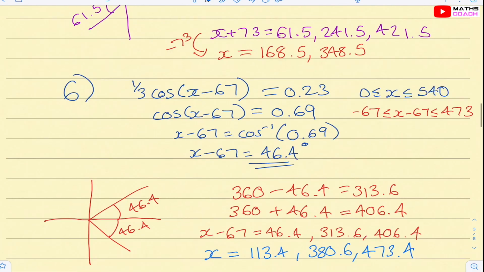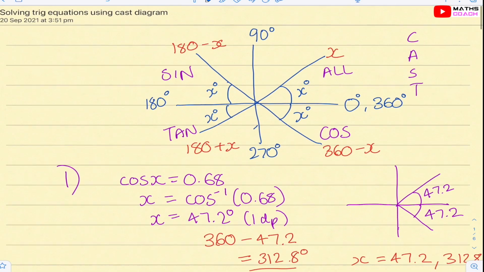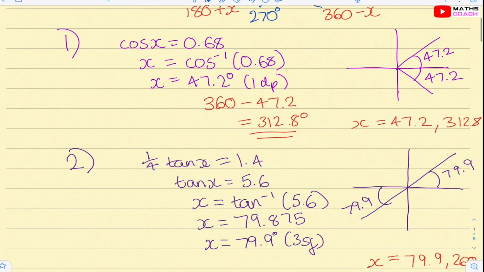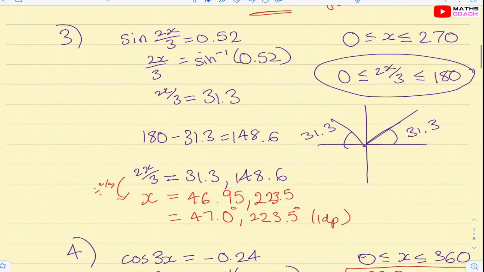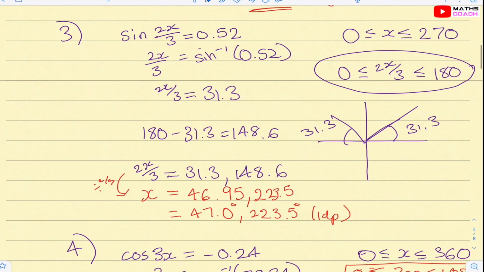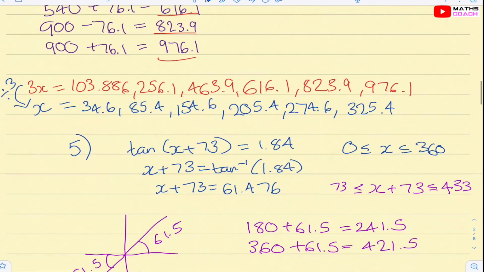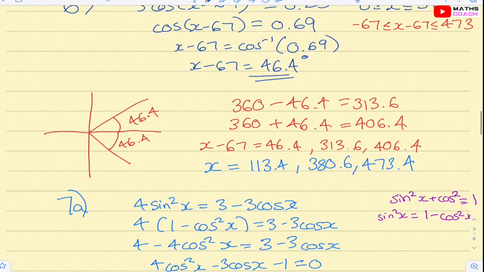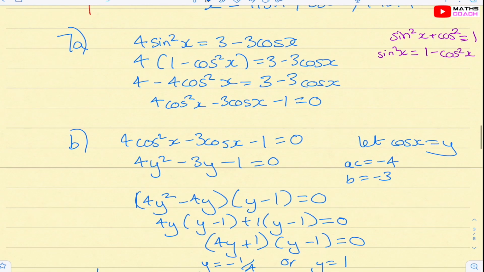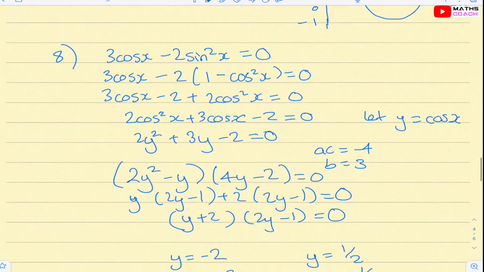So let's just have a brief overview. We've got an introduction to the CAST diagram, then how to actually find solutions using the CAST diagram, and then we looked at examples of how to change the intervals, and then finally we looked at manipulating trig identities and then finding solutions using the CAST diagrams.